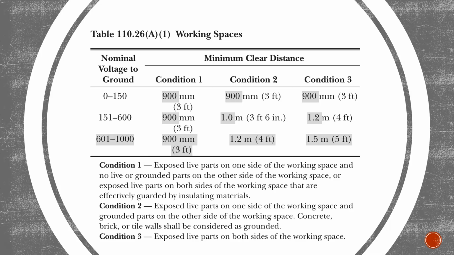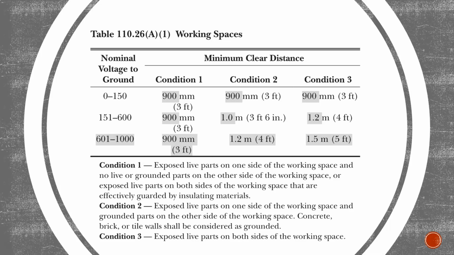So this is going to be the table. We're going to have tables for most of these that cover the working space requirements. This is going to be called Table 110.26A1. As you may notice, that table name is the same as the section name for the depth requirement, 110.26A1. And this is the common layout for tables in the NEC: the table will have the same naming as the section that relates to it.